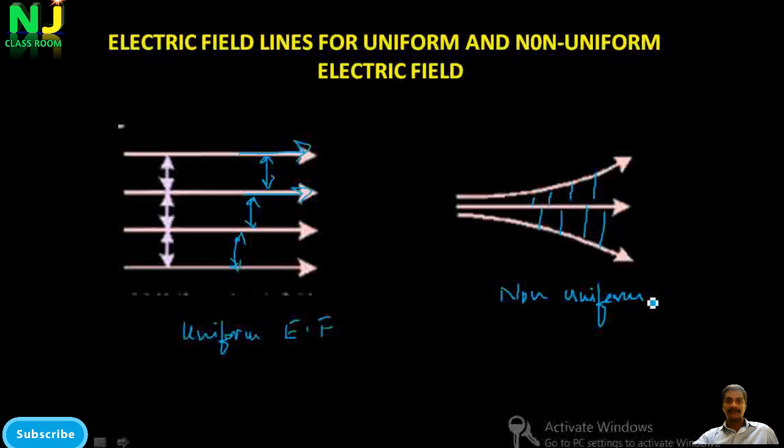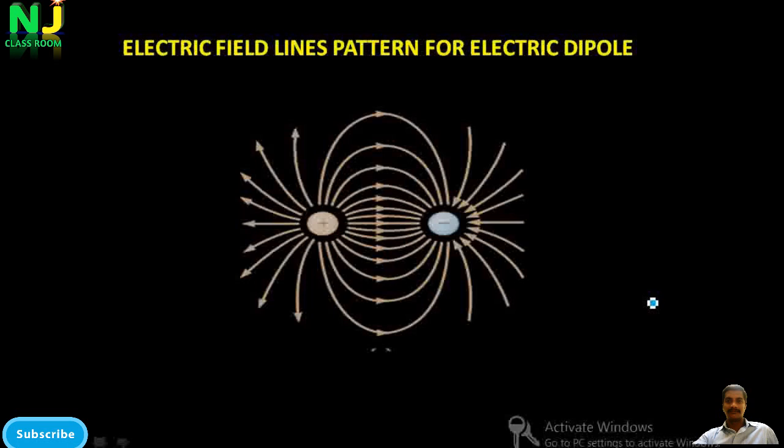In the next case, we go for the electric field due to an electric dipole. Look here, the electric field due to an electric dipole looks like this. This is a positive charge plus Q, and this is minus Q. An electric dipole is a pair of equal and opposite charges, plus Q and minus Q, separated by a small distance, let us say 2a. In the case of an electric dipole, field lines start from the positive charge and end at the negative charge. This is how the electric field lines are drawn for an electric dipole.